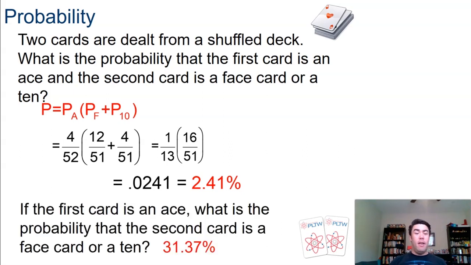And if the first card is an ace, what's the probability that the second card is a face card or a 10? Now, this is a different question than the one up here. This was the combination. This was an and statement of what's the probability that the first card is an ace and the second card is a face card or a 10? This question is asking us, if we eliminate the ace from the deck, what's the probability that the second card is a face card or a 10? It's just the 16/51 fraction, or 31.37%.